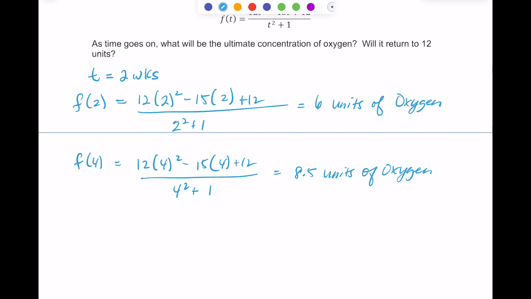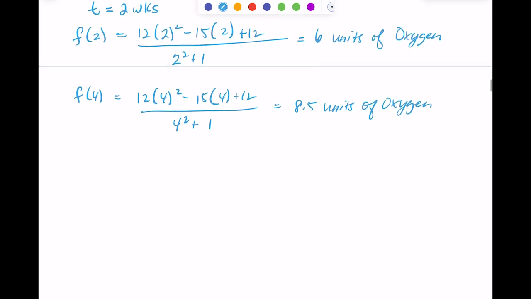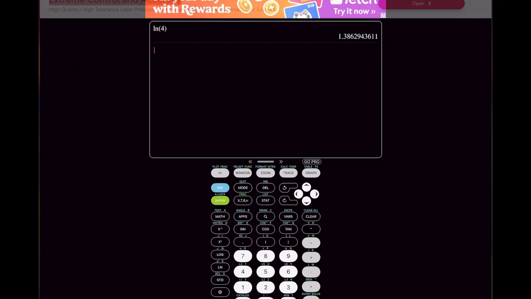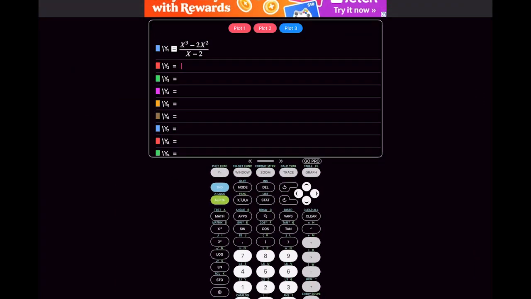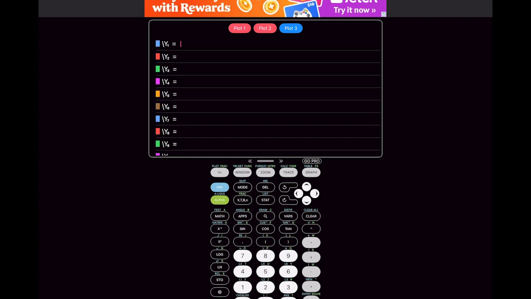So one of the things we're noticing is that as time goes on, the units of oxygen are getting greater, but does it increase without bound, or does it eventually approach something? So let's go to our calculator and our table and see. We're going to get rid of whatever's in y equals and plug this in. There is no t on the calculator, so we're just going to use x.